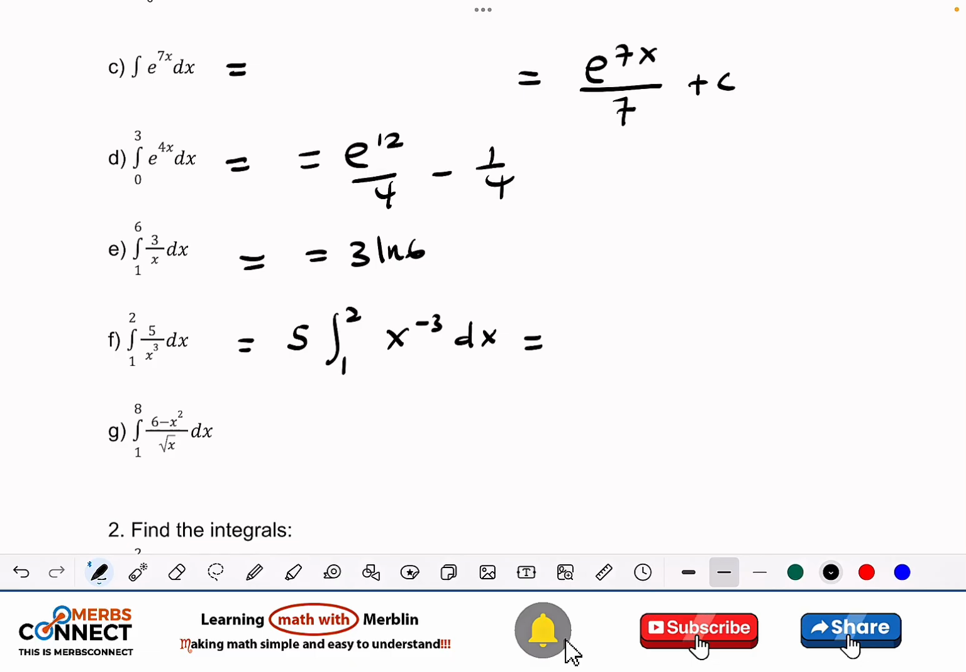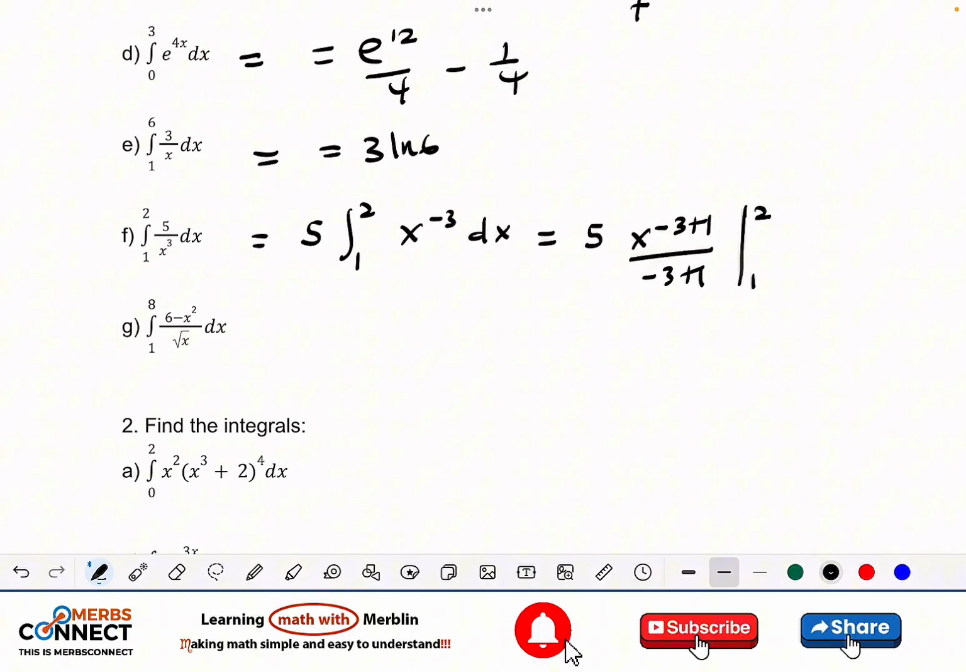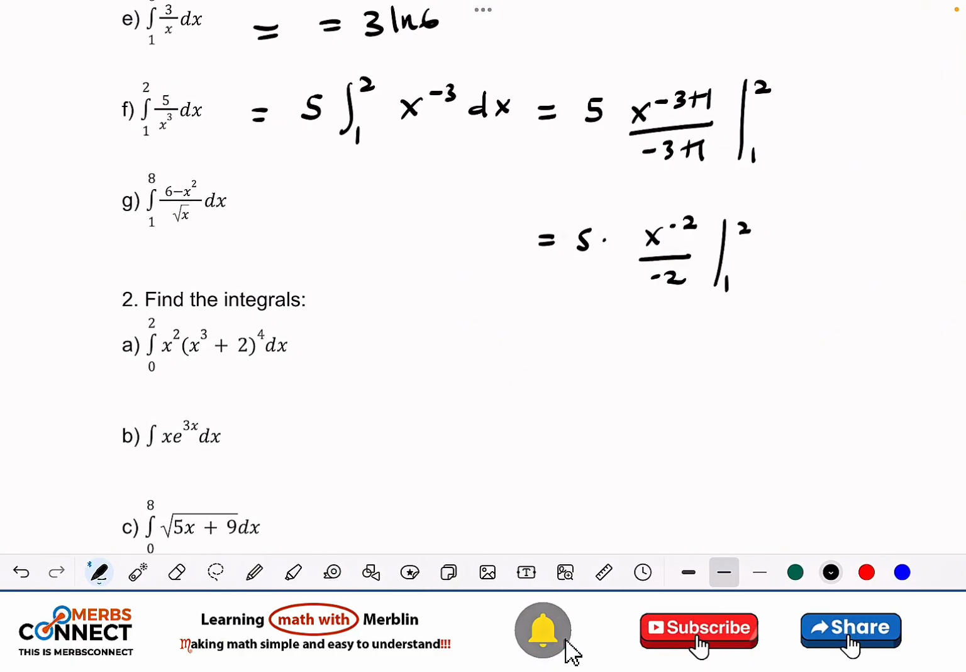So this is going to give us 5. We are using the power rule, x to the power minus 3 plus 1 divided by minus 3 plus 1, that we put from 1 to 2. Good. So this is going to give us 5 times x to the power minus 2 divided by minus 2 from 1 to 2. So I can write this one as minus 5 over 2 times x to the power minus 2 from 1 to 2.